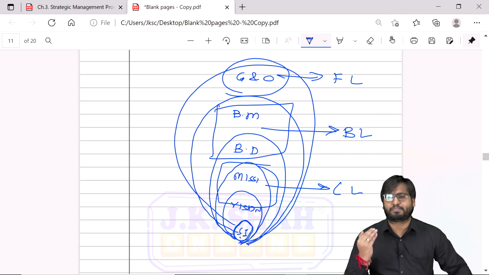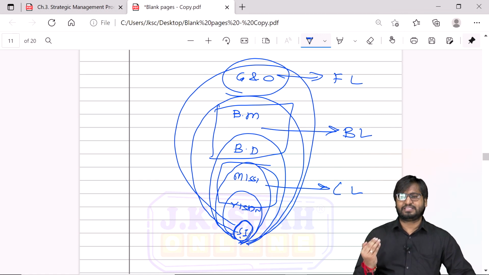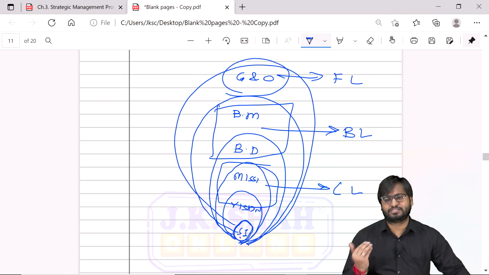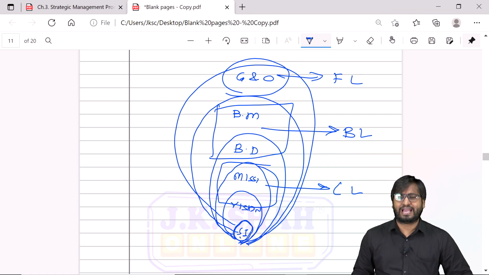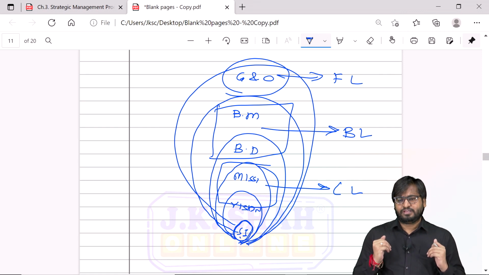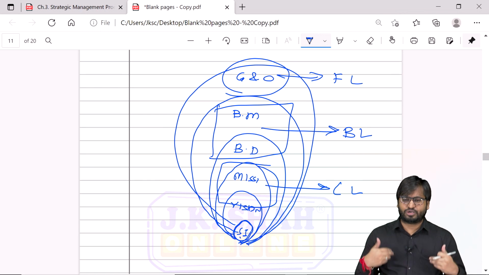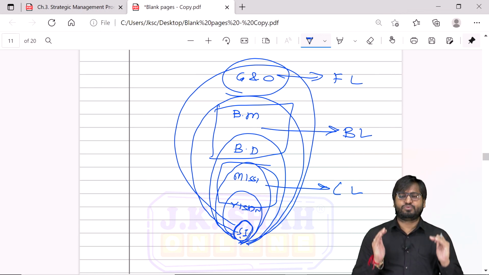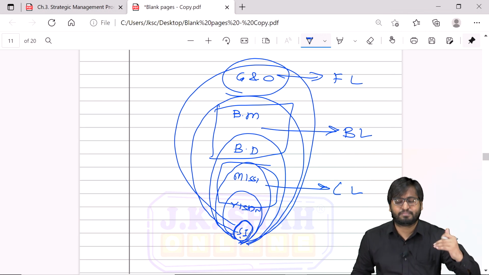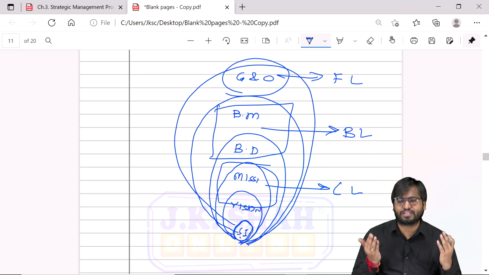Strategic intent means the purpose for which the organization is formed. What is the real reason as to why we are doing this business? What is the purpose? Why? Once we know why we are doing this, we will set our vision. 20 years from now, I want to be the most preferred business in that particular industry. So if you are into automobile business, I want to be the most preferred car manufacturing company by 2040, by 2050. So you will have to define your vision.